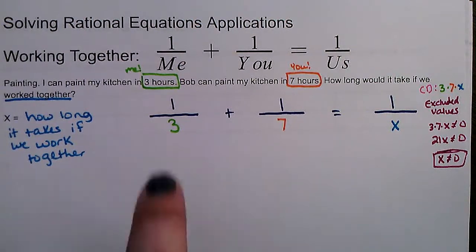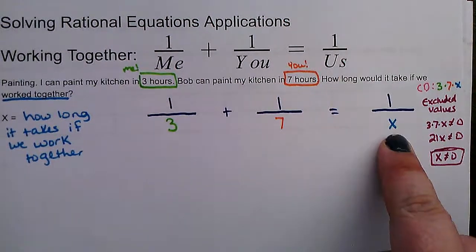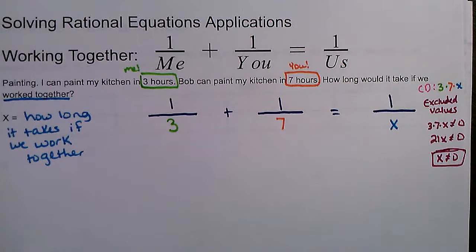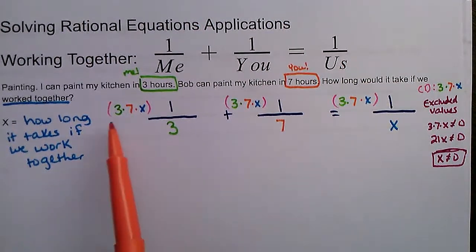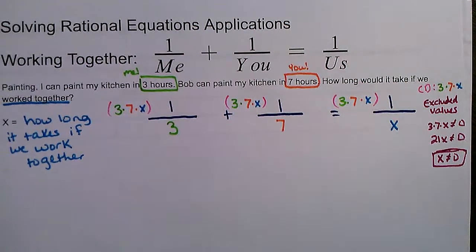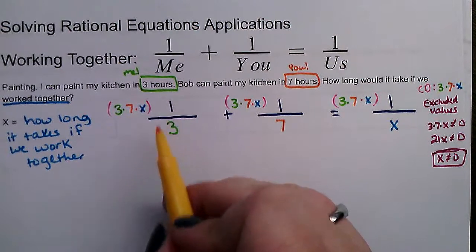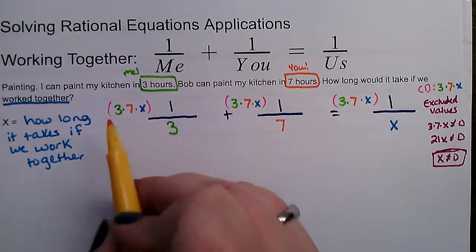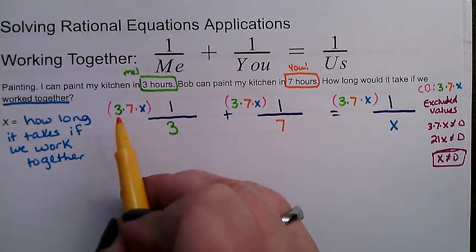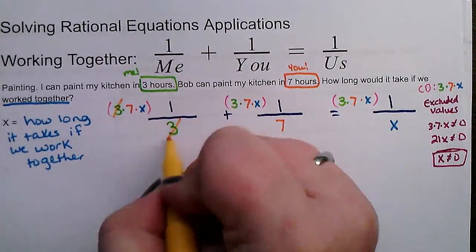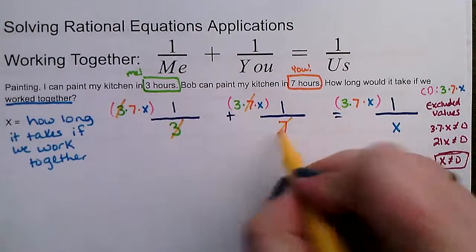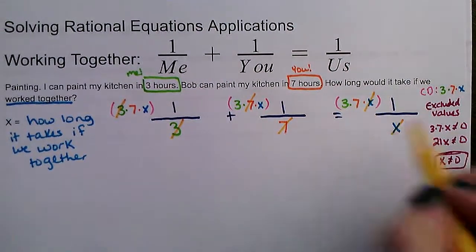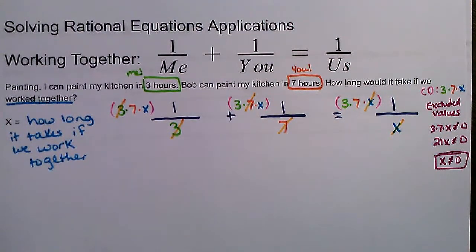So the next thing we're going to do is multiply all 3 of these fractions by our common denominator. So all 3 fractions got multiplied by our common denominator. They each got the 3 and the 7 and the x. Now this is my favorite part. What can we cancel? Remember, we can cancel anything that is in the denominator and matches exactly in our common denominator. So in this one, the 3 is going away. What's getting chopped in this one? The 7. How about this one? The x.